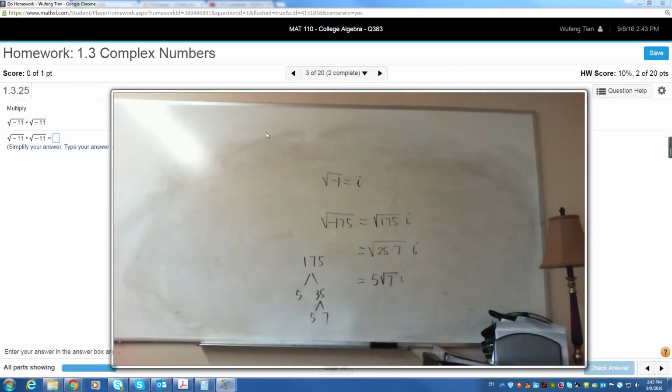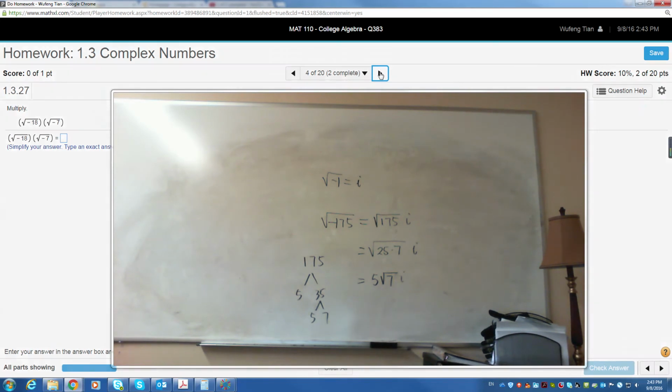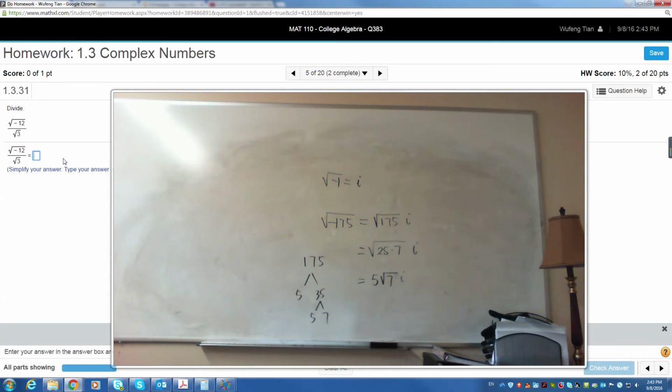I'll leave the rest of this one to yourself. It's pretty simple. This one, you can take the negative out: the square root of 12i divided by square root of 3i, which is square root of 4, which is 2.